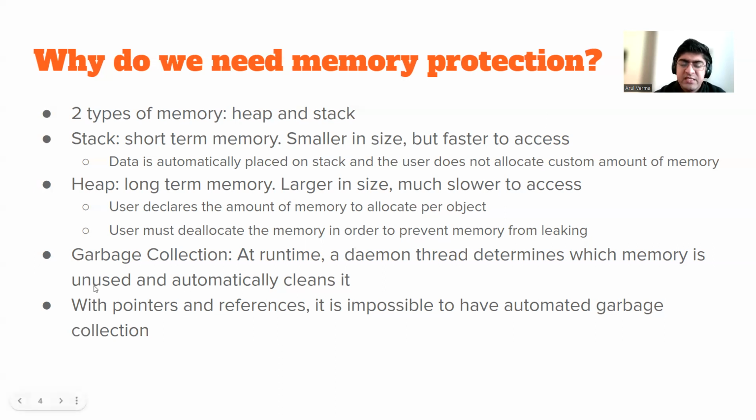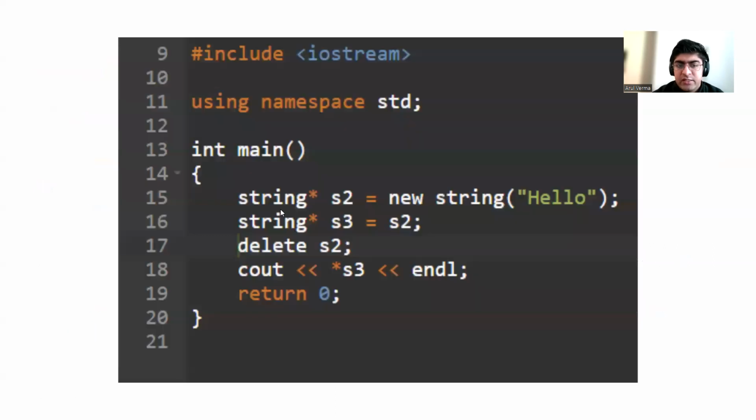And you might be asking why C and C++ don't implement garbage collection, because it seems like a good idea. But with pointers and references, it's actually impossible to have an automated garbage collection. And this is an example of why. So here we have string s2, and we create a new string with the explicit keyword new, so we allocate memory in the heap. And then we have a string s3 that we set equal to s2. So this is just us saying, inside my address, s3 is going to have the same address as s2. That's all we're really saying here.